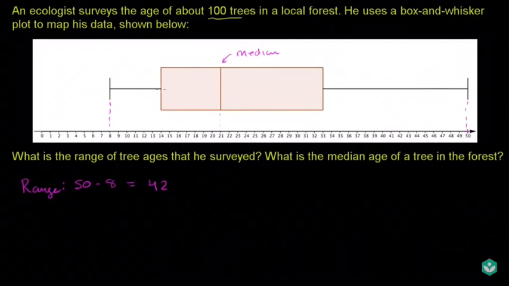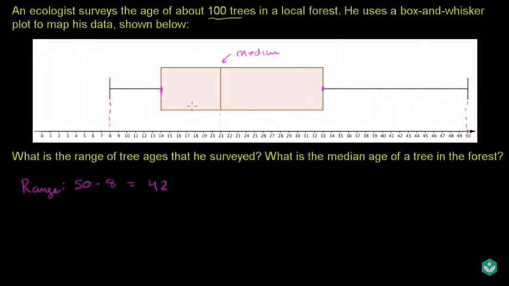And then these endpoints right over here, these are the medians for each of those sections. So this is the median for all of the trees that are less than the main median. So this is the middle of all of the ages of trees that are less than 21. This is the middle age for all of the trees that are older than 21. And so we're actually splitting all of the data into 4 groups.